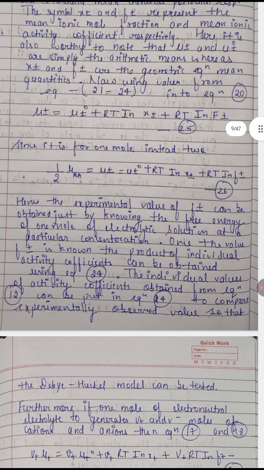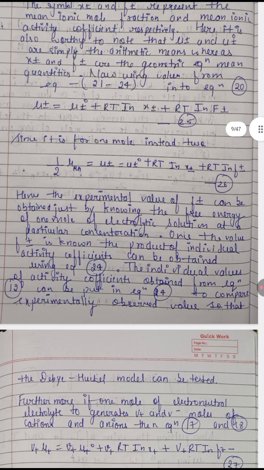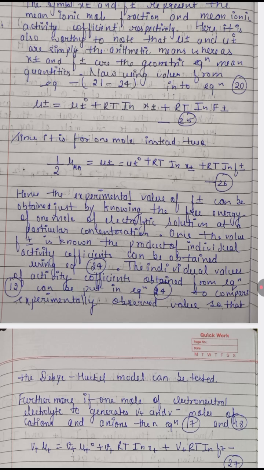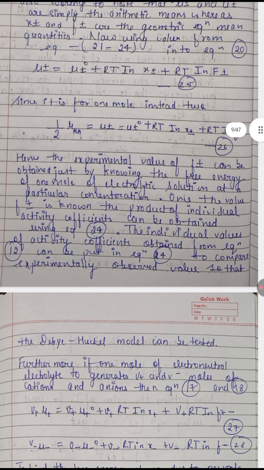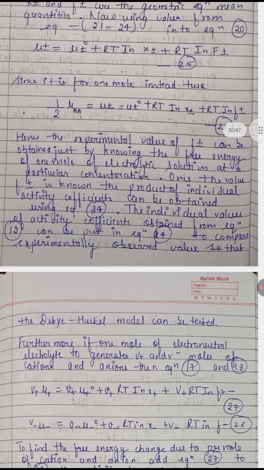The symbols x plus-minus and f plus-minus represent the mean ionic mole fraction and mean ionic activity coefficient respectively. Here it is also worthy to note that mu plus-minus and mu naught plus-minus are simply arithmetic means, whereas x plus-minus and f plus-minus are geometric mean quantities. Now using the values from equations 21 to 24 in equation 20, mu plus-minus equals mu naught plus-minus plus RT ln x plus-minus plus RT ln f plus-minus.